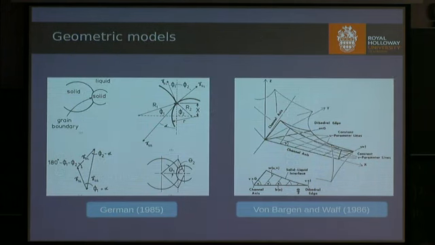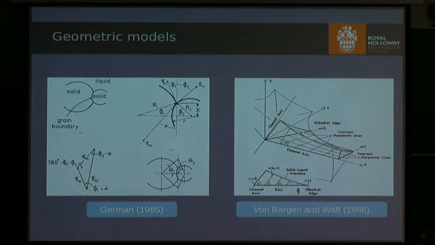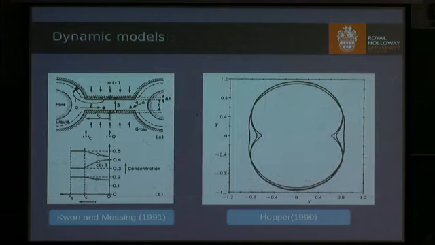Okay. So just an example, the paper by German and von Bargen and Waff. These are geometric models, and these are a couple of dynamic models that were done in the early 90s. This is by Hopper. He had quite a few papers, about the coalescence of cylinders, and you can see that as time passes, this pinch-out area becomes straight, and that was all that they were going for.